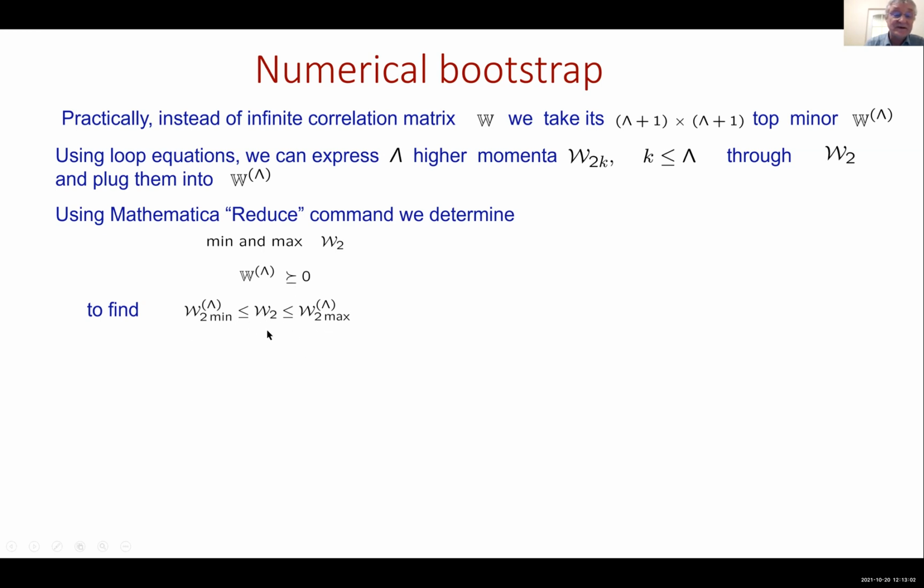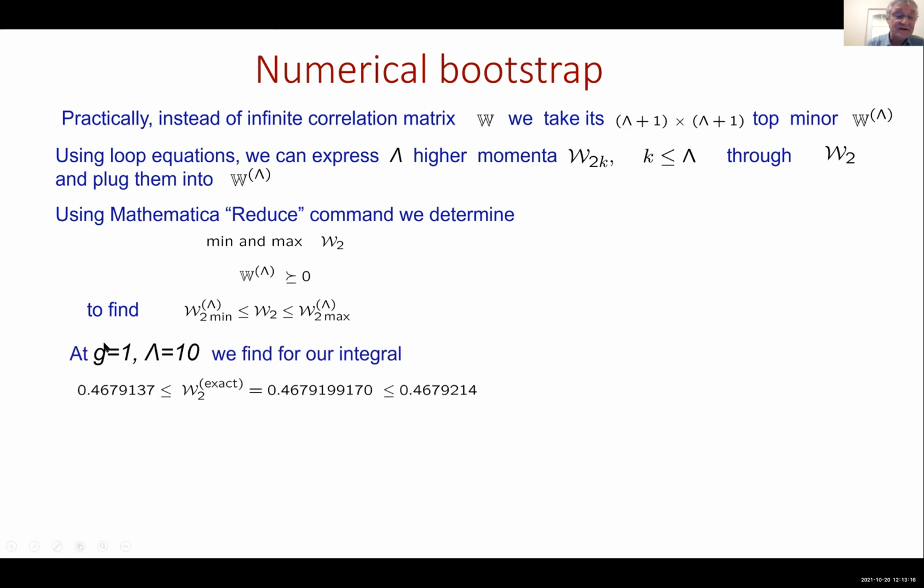we will discover the inequality on W2 between minimal and maximal value for a given lambda. For example, for just a very generic value G equals 1 for this coupling, which is the non-Gaussian coupling G, and lambda, the cutoff, equals 10, which means that we take moments up to W20 here, we get an inequality which appears to be very close, like 7 digits here, very close to the exact value which we can compute, of course, in this integral, because it's computable in terms of basic functions.